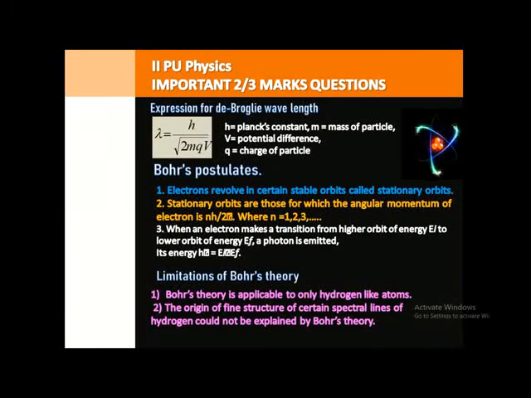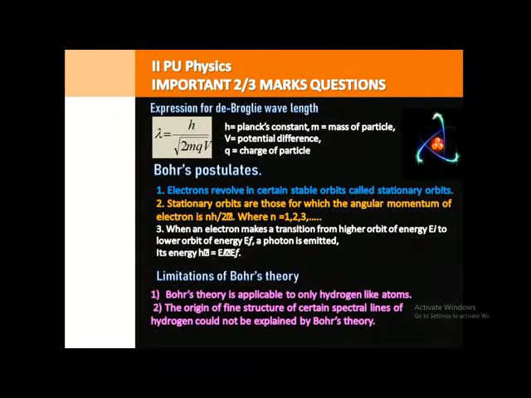Next, Bohr's postulates for the atom model. Bohr's postulate number 1: electrons revolve in certain stable orbits called stationary orbits. Second, in a stationary orbit the angular momentum of an electron is nh by 2 pi, where n is an integer 1, 2, 3, etc. When an electron makes a transition from a higher orbit of energy Ei to a lower orbit of energy Ef, then photon emission is h nu equal to Ei minus Ef.